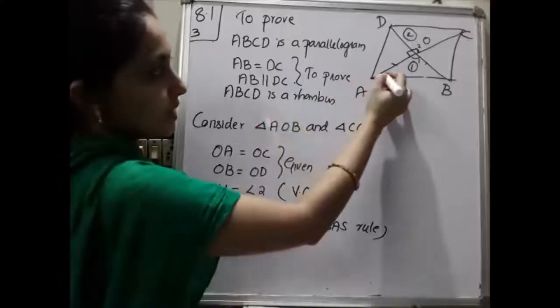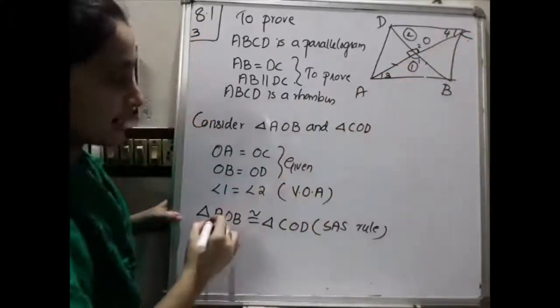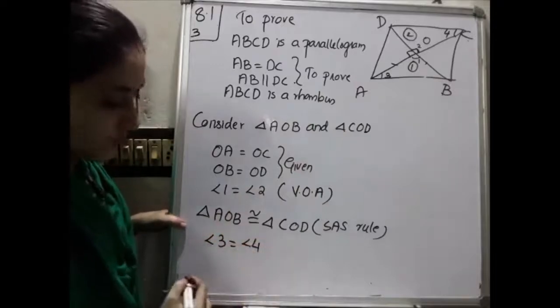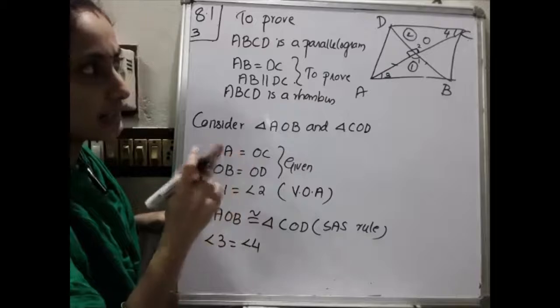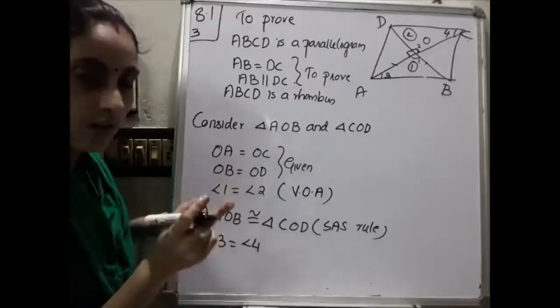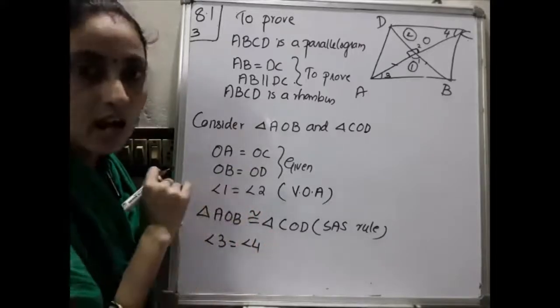I'll mark this as angle 3 and this as angle 4. So you can write angle 3 will be equal to angle 4. But we know what angle 3 and angle 4 are. They are alternate interior angles, and they are equal. If they are alternate interior angles and they are equal, what can we say? Lines are parallel.